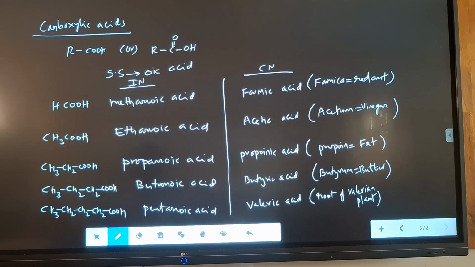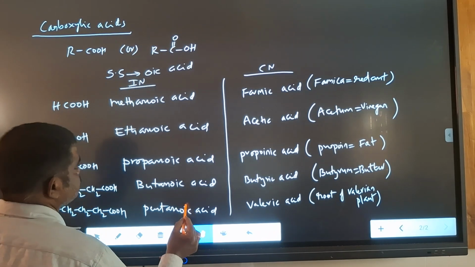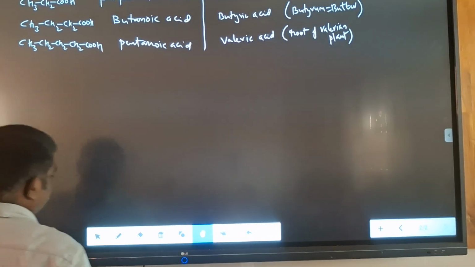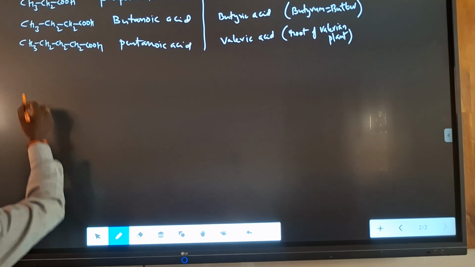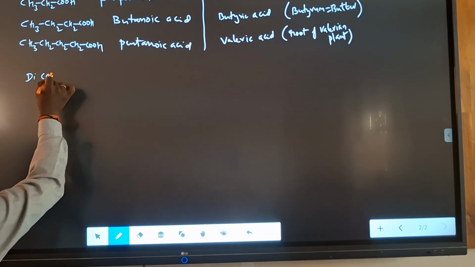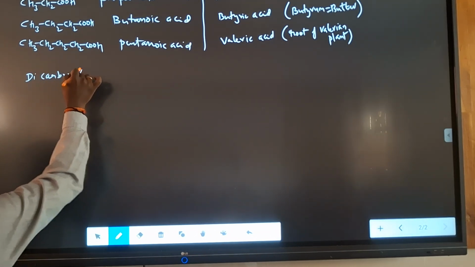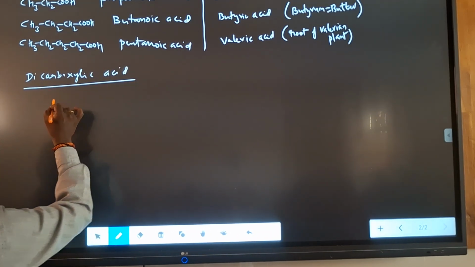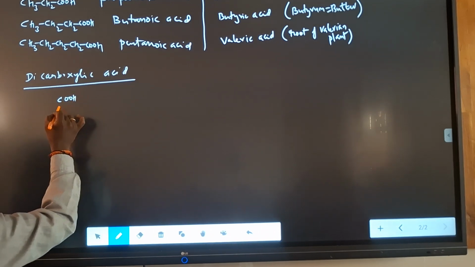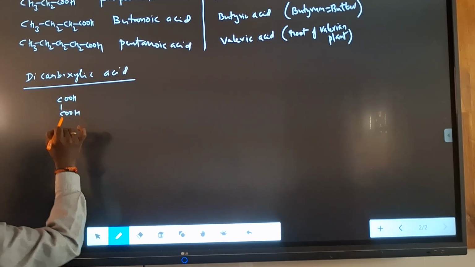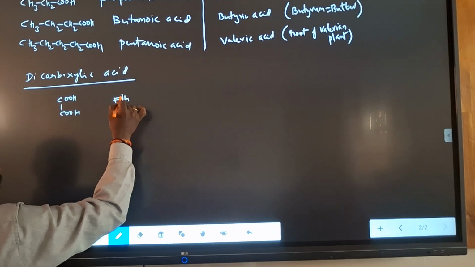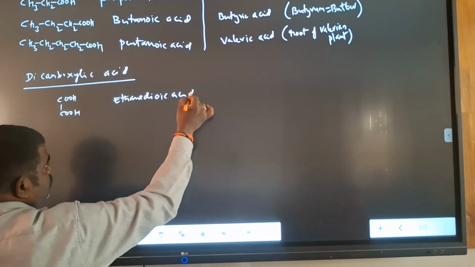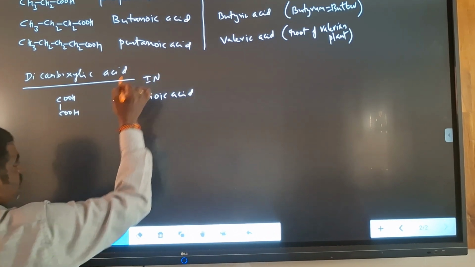About dicarboxylic acids. Generally, COOH and COOH, the IUPAC name is ethanedioic acid.